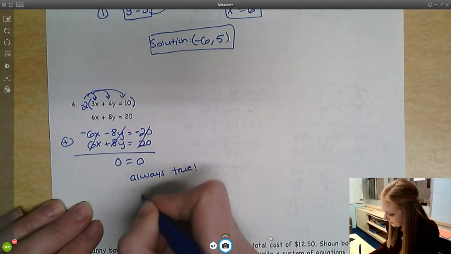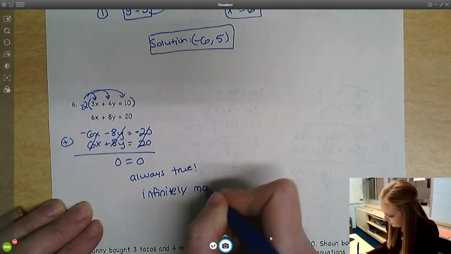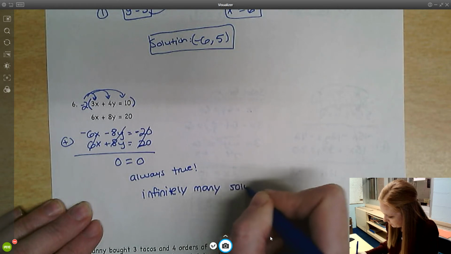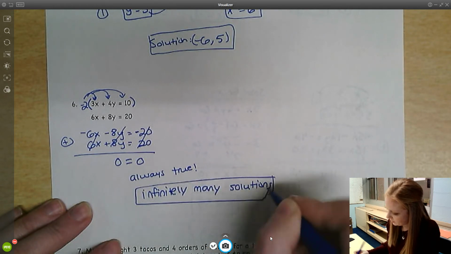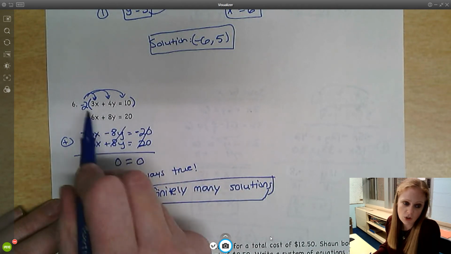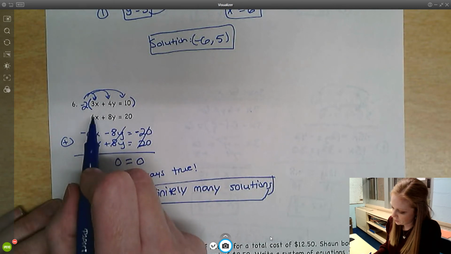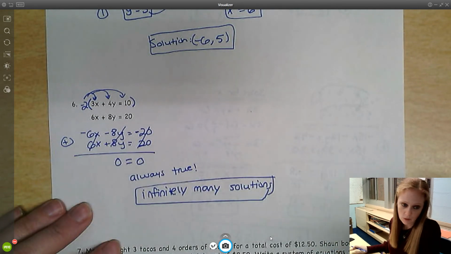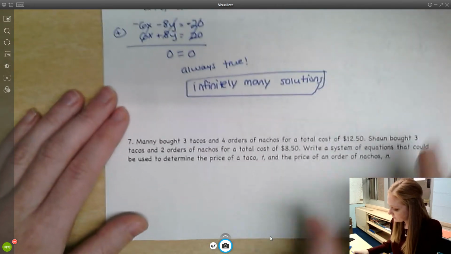So that means infinitely many solutions. These two are the same equation. And if you look more carefully, the second one is just twice as much. It's just double the other one. Right? 3 times 2 is 6, 4 times 2 is 8, 10 times 2 is 20. So it's just doubled. Okay, and lastly, we have a word problem.